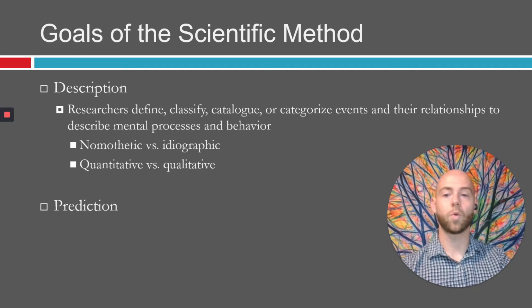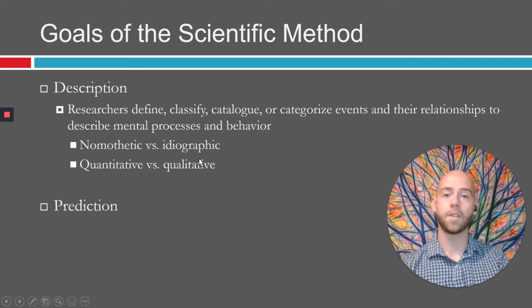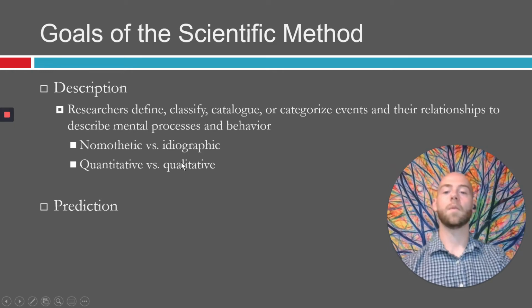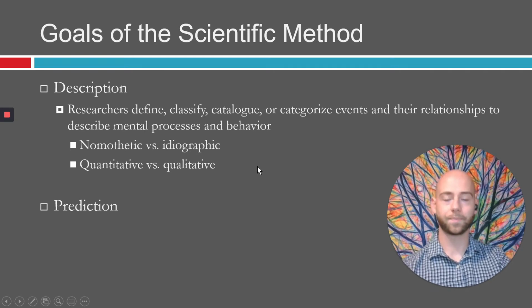So nomothetic studies do have a tendency to be quantitative, and idiographic studies do have a tendency to be qualitative, but those are different distinctions, and it's not always the case that they fall into one or the other bucket there. Okay, so that's description.